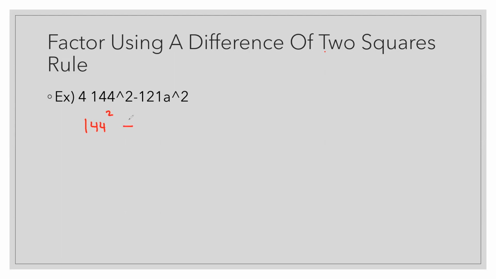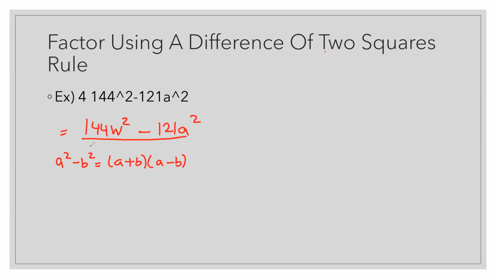Here, that looks a bit confusing when we write it. Oops, no, there's a typo in this problem. It should actually be 144w squared minus 121a squared. So that should be the correct problem. So I'll write out the rule again. a squared minus b squared equals a plus b, a minus b. So as you can see, our problem looks like the left side. We just got to make it look like the right.